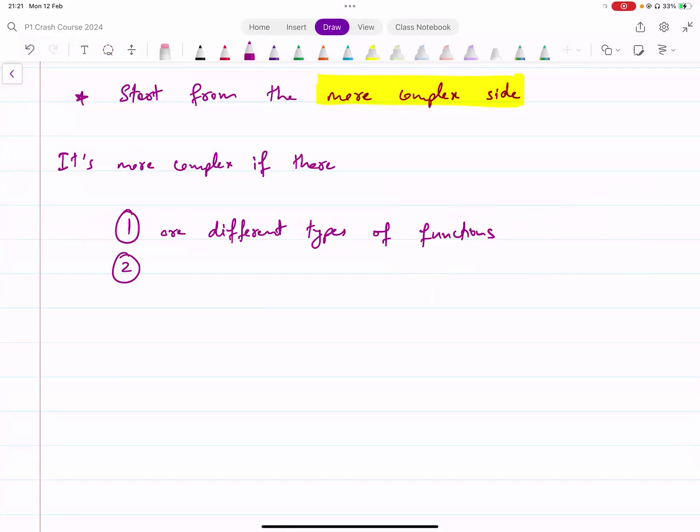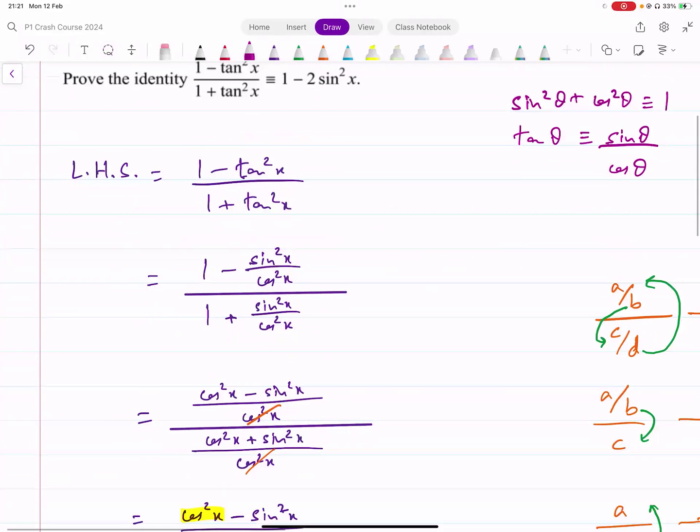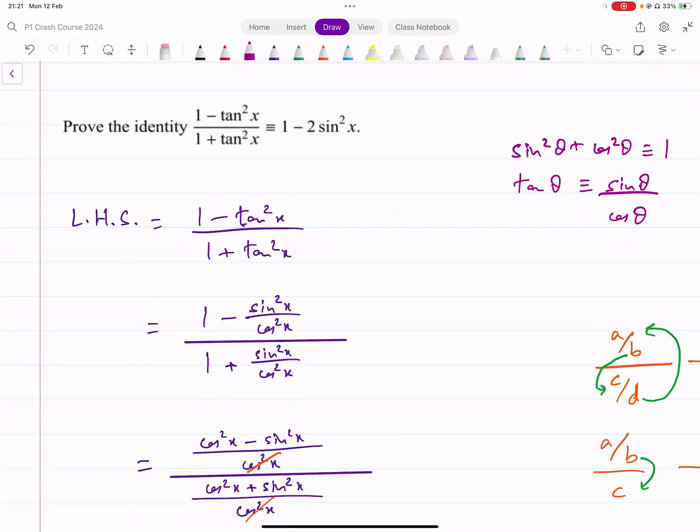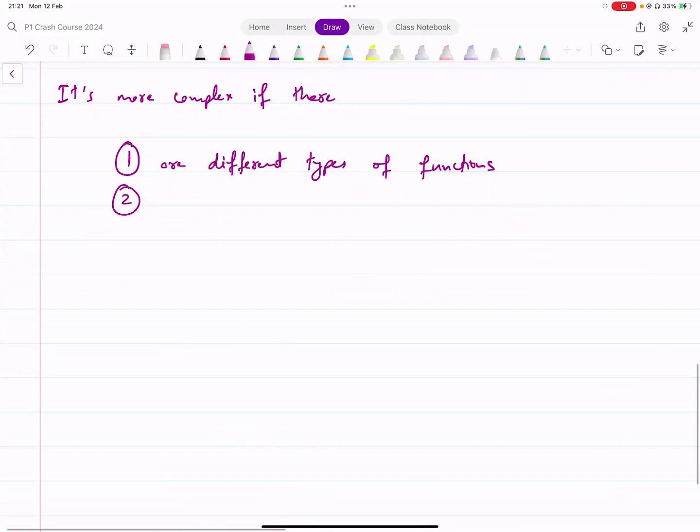Then another thing that you can look at is that we did in this identity as well. In this case, we had one function on each side. We had tan on one side, sine on one side. So there were no different types of functions. So another thing that you look at is it's more complex if there is a fraction. So if one side has a fraction and the other side does not have a fraction, then it's mostly easier to start from the side that has a fraction, okay, rather than the other way around.